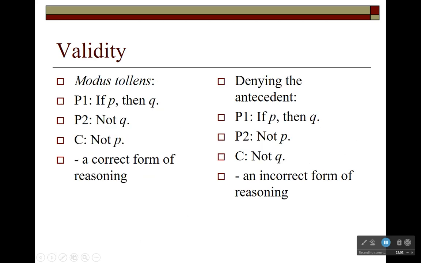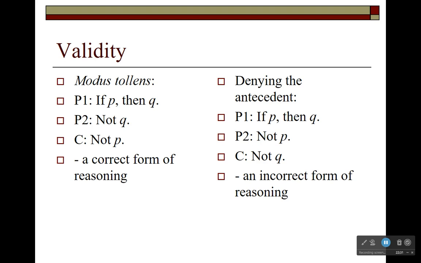So that first argument, the valid one, is an example of a common form of deductive inference called modus tollens. Modus tollens is any argument of this form. If P then Q, it's not the case that Q, therefore it's not the case that P. Well, that's a correct form of reasoning. Anytime you're reasoning that way, you're reasoning correctly. It doesn't matter what statements you substitute for P and Q. That's always going to be a valid argument.